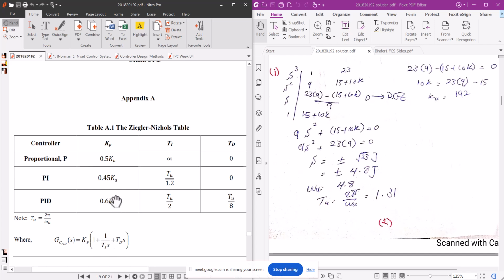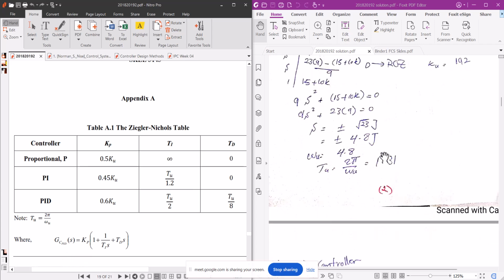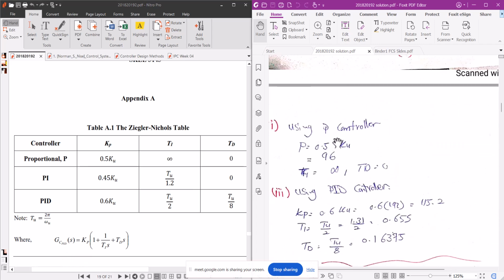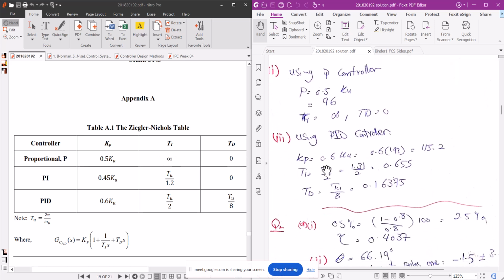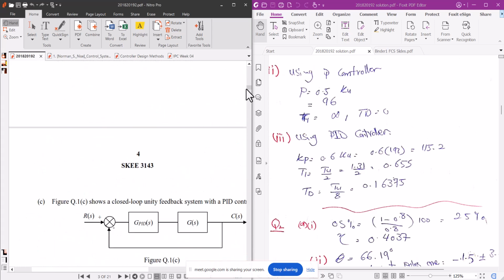So if you put these values after calculating, you will get the transfer function of the PID controller. Using the P controller, you get 0.5 into Ku, and this is 96, and Ti will be infinity and Td will be 0. And for the PID, you will take 0.6 into Ku. Ti is your Tu by 2, 0.655, and Td will be Tu by 8, 0.16375. So this completes our first part of the first question.